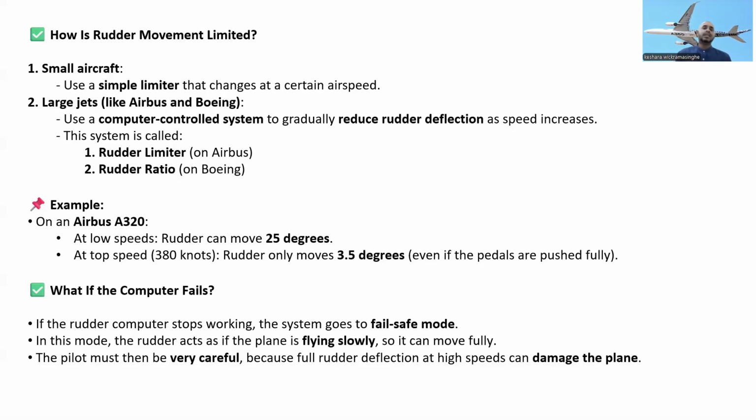So what if the computer fails? If the rudder computer stops working, the system goes to fail safe mode. In this mode, the rudder acts as if the plane is flying slowly, so it can move fully. The pilot must then be very careful because full rudder deflection at high speed can damage the plane.